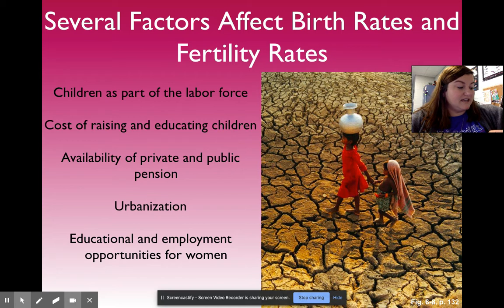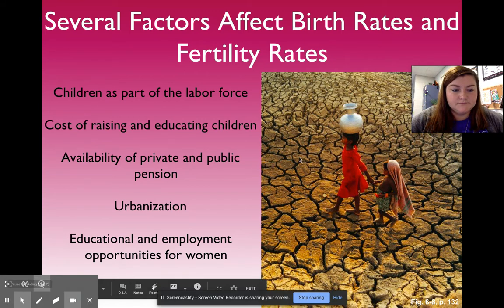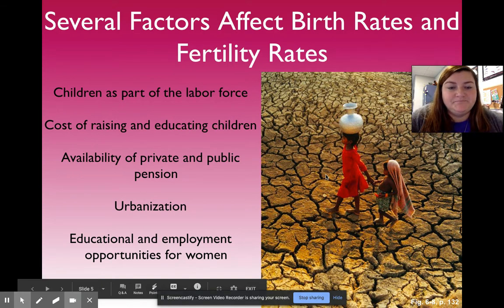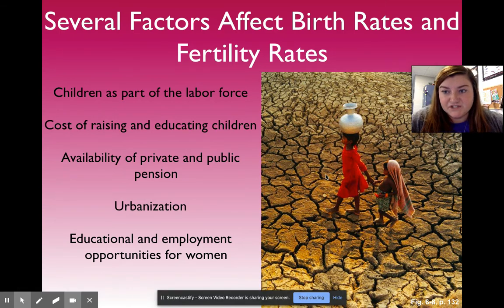The cost of raising and educating children obviously varies quite a bit throughout the world. Also, the availability of private and public pensions, so whether or not there is help financially. And urbanization, so the building of infrastructure and industry, as well as educational and employment opportunities for women.